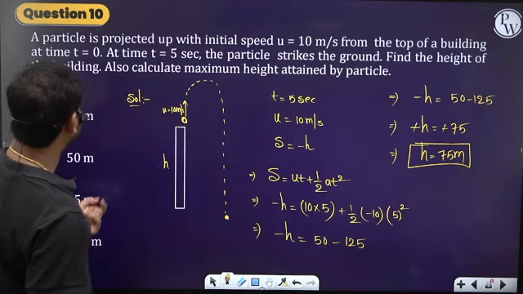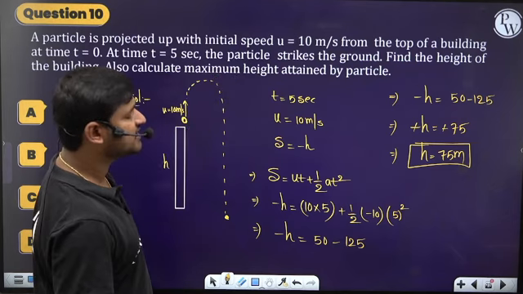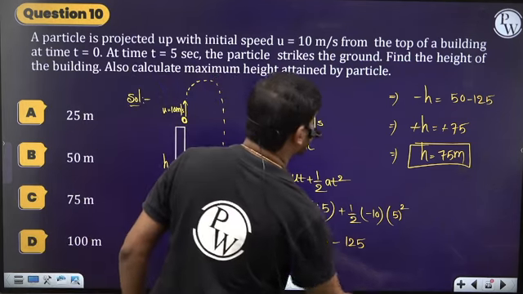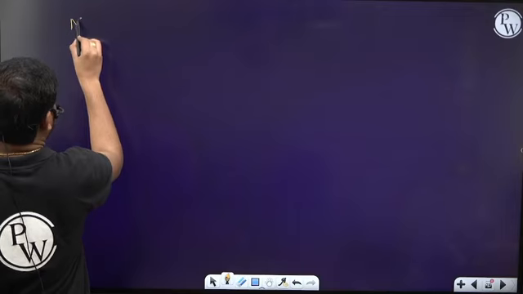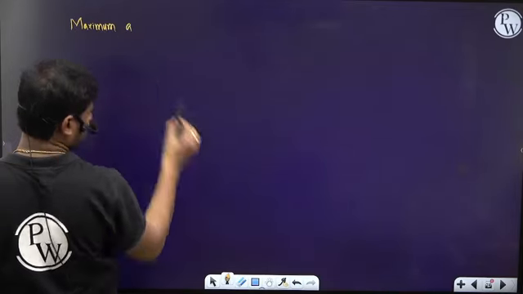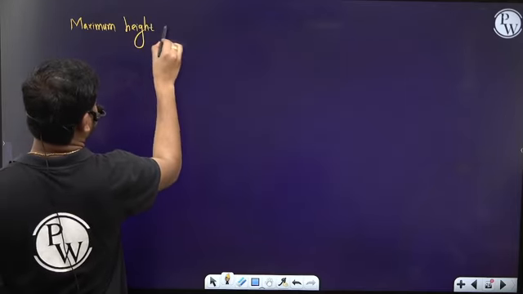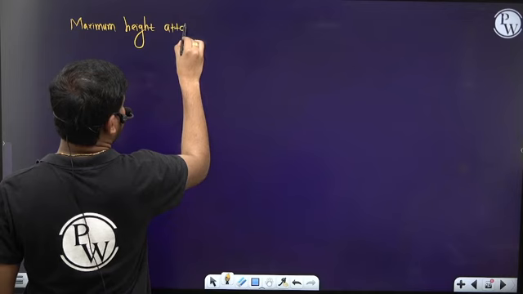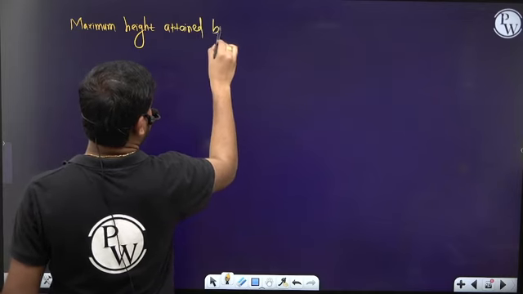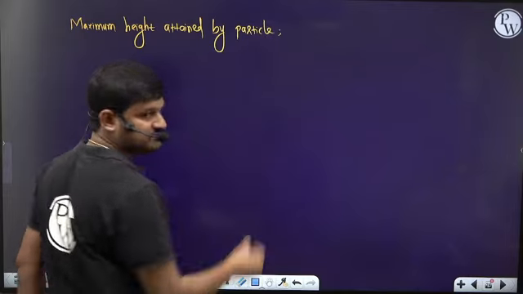Fine. Then they are also asking us to calculate the maximum height attained by the particle. So what is the maximum height attained by the particle?